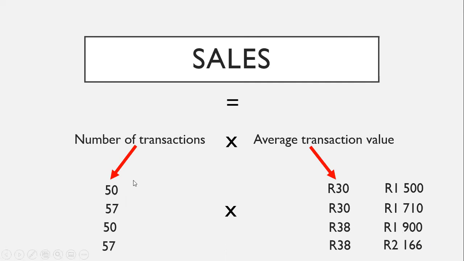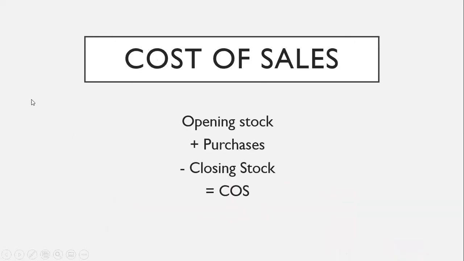2,166. So when you're doing any kind of marketing or anything to improve the sales in your business, it will either be to increase your number of transactions, or it will be to increase your average transaction value. So how much is each of these people spending in your business? That's what the average transaction value is. So when you are asked what is impacting on your sales, it's one of these two things. And in a minute, we'll talk about how you can impact that.